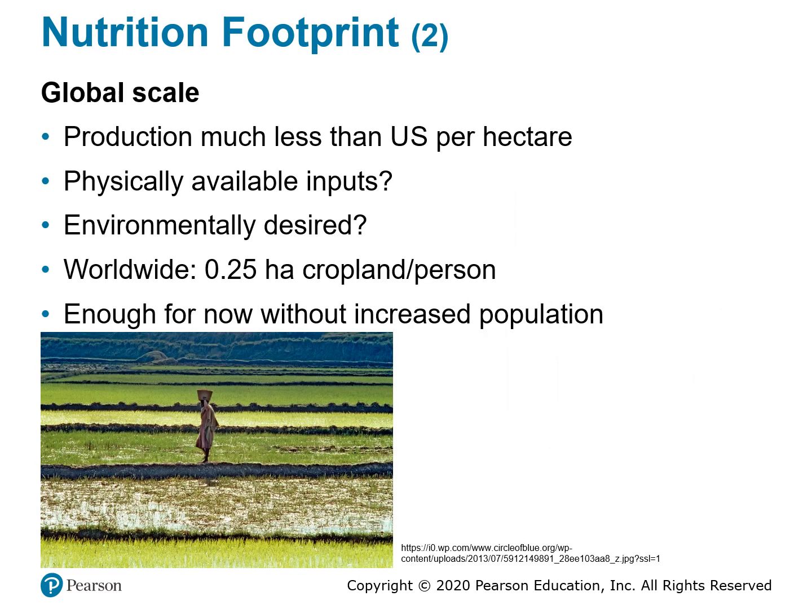However, on a global scale, things are rather different. Production is much less than the United States or Australia on a per hectare basis. It's also questionable whether the inputs that are used to attain the United States Australian yields are physically available or environmentally desirable on a worldwide scale. So worldwide, there is about 0.25 hectares of cropland available or in production per person. This is estimated to be enough for now, but if we have increased population, then we are going to experience problems.